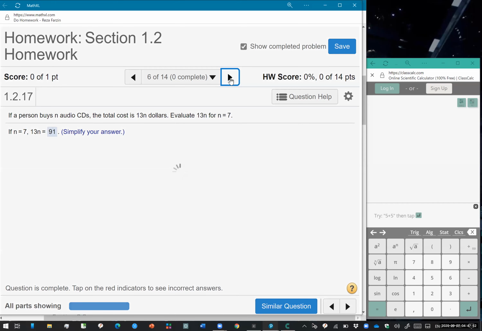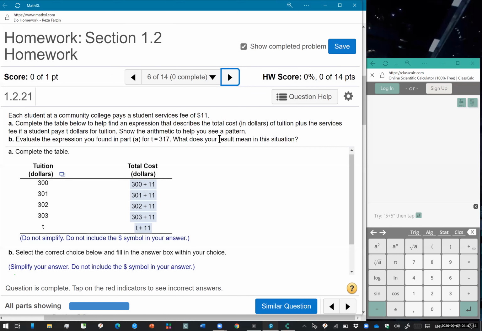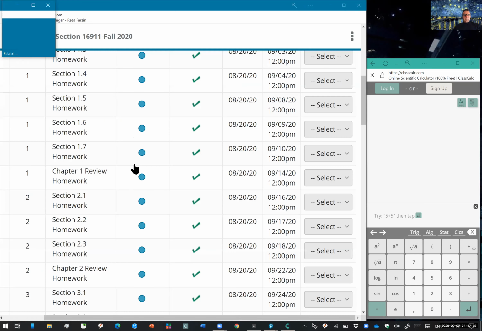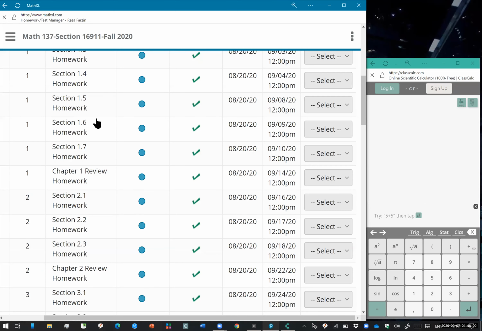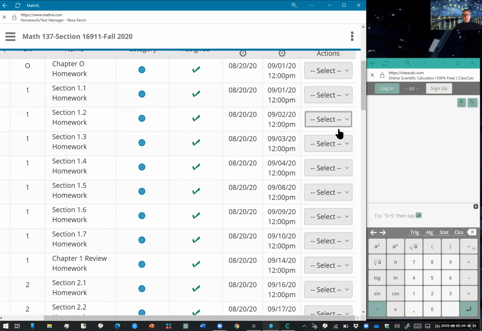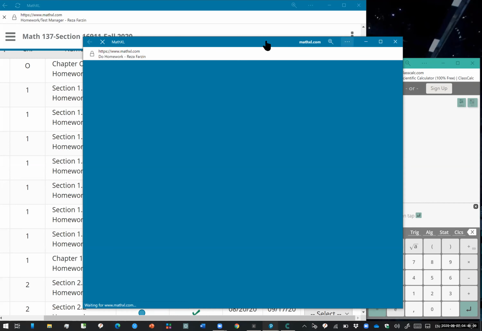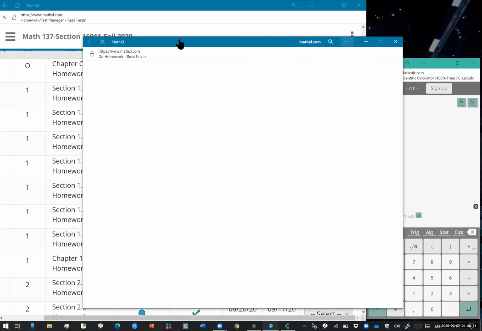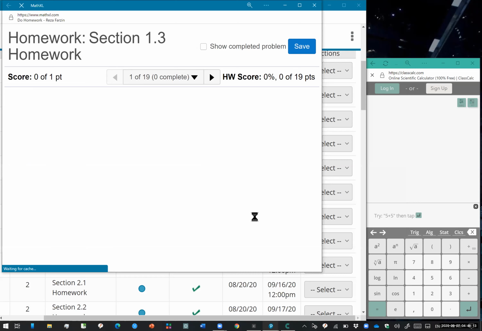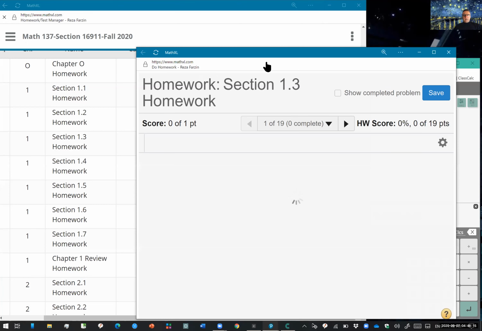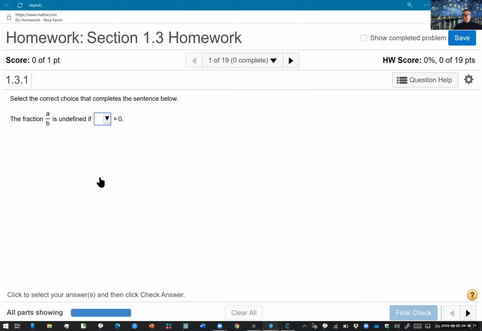Well, I have a specific one. It's 1.3, question 16 of 19, about the area. You got it. So 1.3, number 16 of 19, and you have an area. Got it. All right.